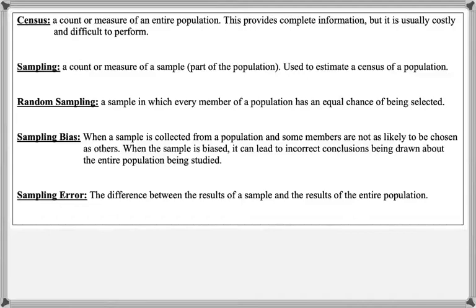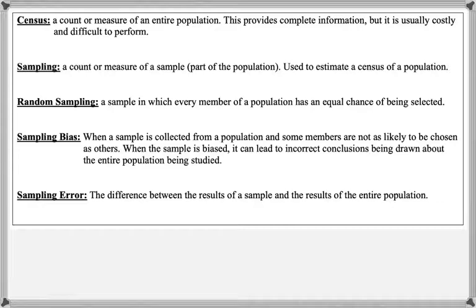Next, we have a lot of definitions. A census is a count or measure of an entire population. So this provides complete information, but it is usually costly or difficult to perform. A sampling is a count or measure of a sample, which is part of a population, and it's used to estimate a census of a population.